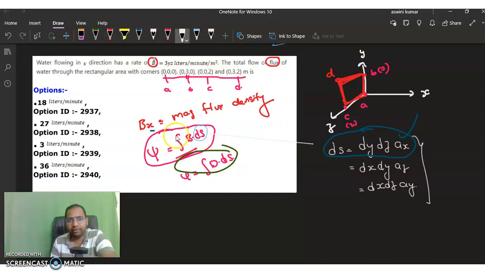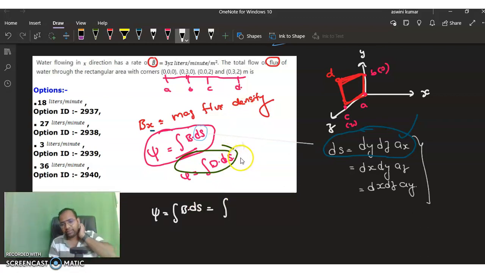Then I can write that flux is equal to integration of B dot ds, where S represents the surface area. Surface area means, what are the units of the surface area? Meter square, meaning 2 dimensions we need to take. So let's take the 2 dimensions.